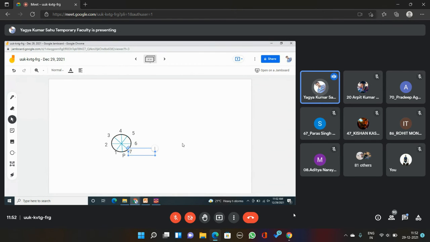Now draw tangents. How can you draw a tangent at each and every point? By drawing perpendicular lines, all the normals, perpendicular to the radius. So this is the first. Then second.